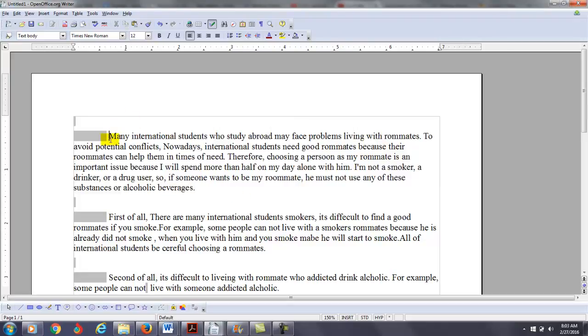Many international students who study abroad may face problems living with roommates. To avoid potential conflicts nowadays, international students need good roommates because the roommates can help them in times of need. Therefore, choosing a person as my roommate is an important issue because I will spend more than half of my day alone with him. I'm not a smoker, a drinker, or a drug user, so if someone wants to be my roommate, he must not use any of these substances or alcoholic beverages.